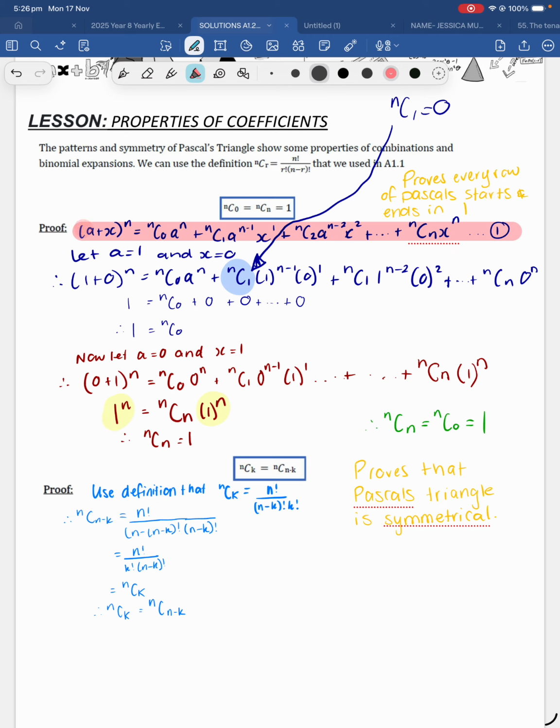Well, this line here I've highlighted in red, that's just our definition. If we were to expand (a + x) to the n, you've seen this. This is just the definition of how we would do it. From there, to do the proof, what I'm going to do is let a equals 1 and x equals 0. So replacing all of the a's in here with 1, all the x's with 0. And I get something that looks like this.